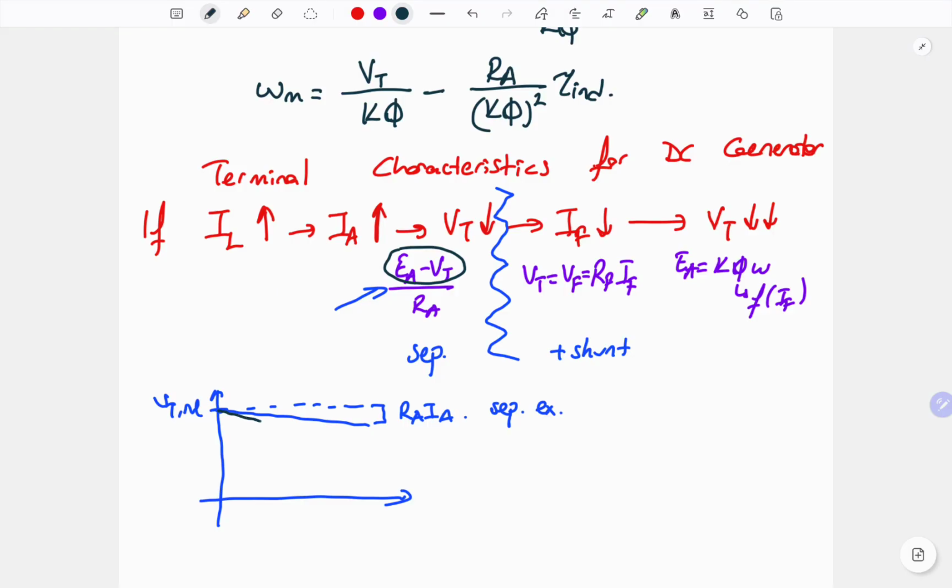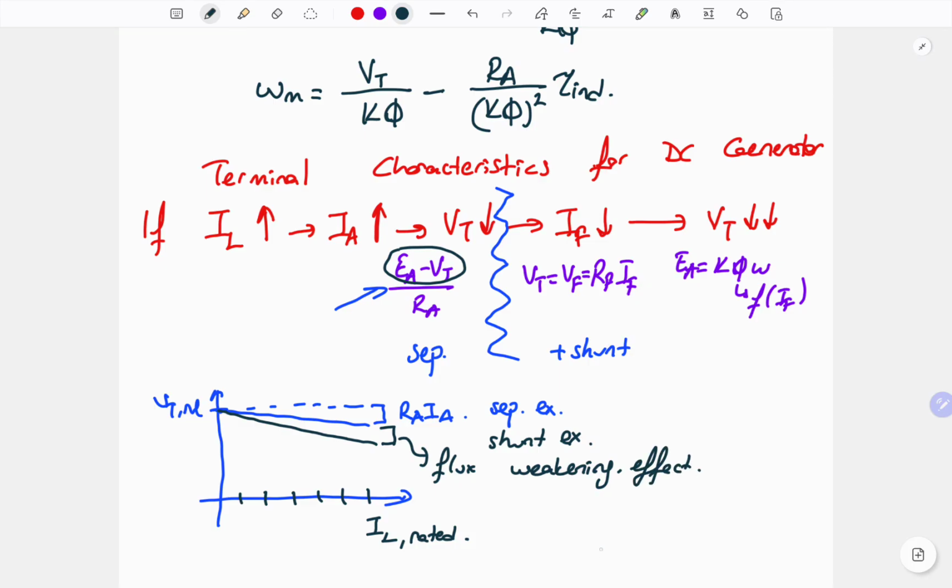So because of this, we can show the shunt excited output voltage decrement when we increase the load current step by step until the rated value. And this extra decrement will happen because of the flux weakening effect inside the machine. And for the shunt excited system, we have more decrement in terms of the output terminal voltage.